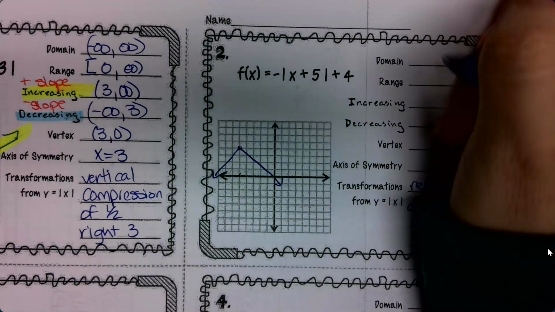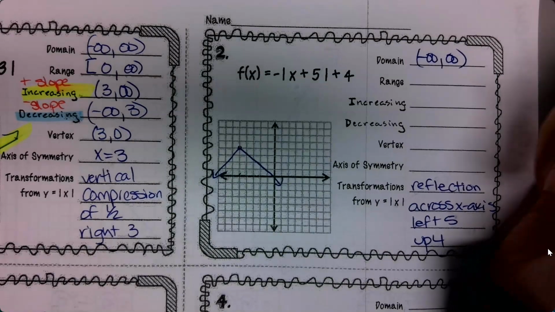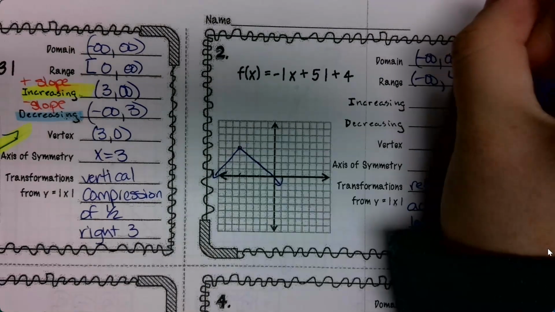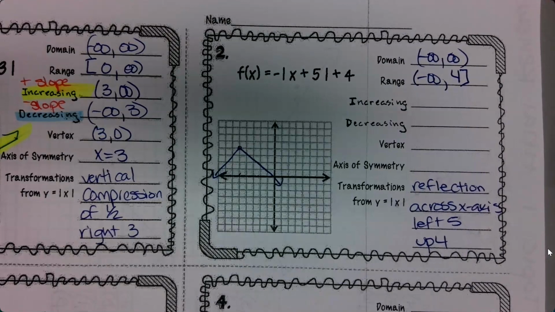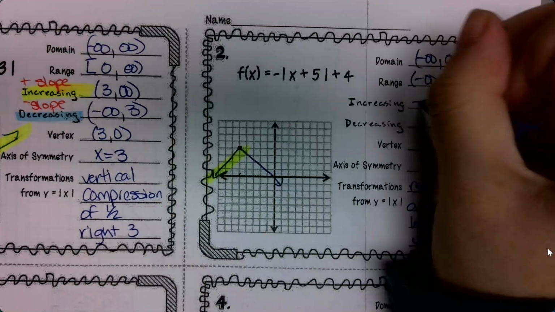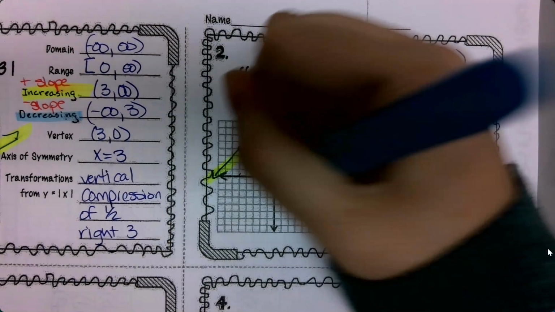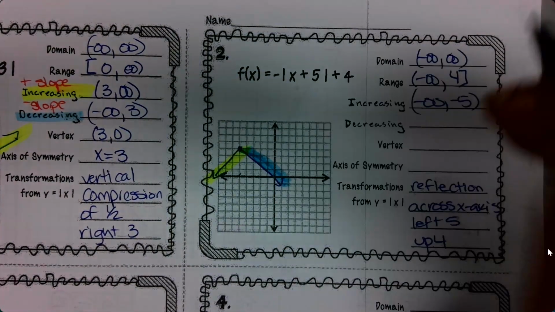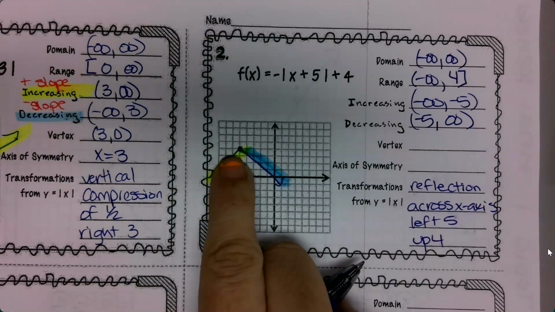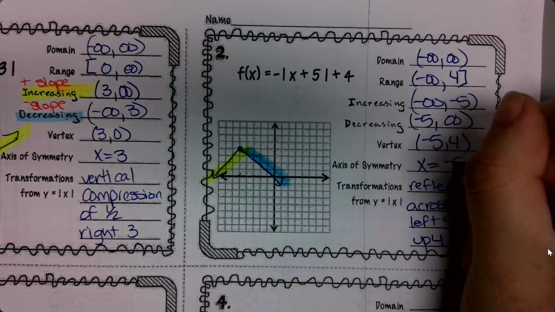So my domain for absolute value functions is still negative infinity to positive infinity. My range, I can go down forever, so I'm going to have negative infinity, but I have a high point at 4, and it can include that, so I use a square bracket. Increasing, again, is where I have a positive slope, so that's from negative infinity up until this point, which is at negative 5. Decreasing is a negative slope, which right here, it starts at negative 5, and it goes to infinity forever. My vertex is where the point changes. That is negative 5, 4. And my axis of symmetry is that x value.